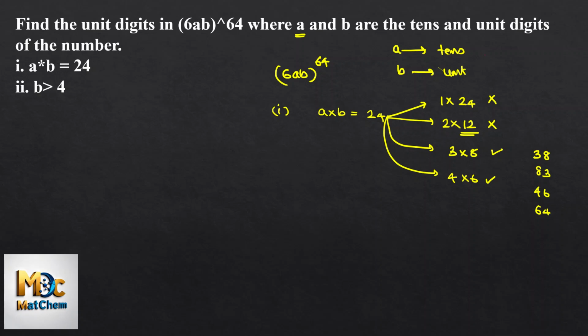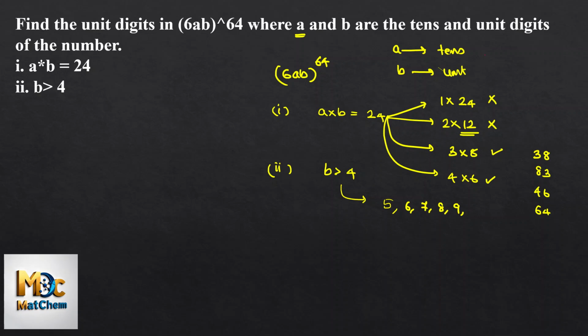Assume that you are taking the second statement. The second statement tells us that B is greater than 4. B greater than 4 means it can be 5, 6, 7, 8, or 9. But we don't know which exactly, so we cannot answer it by using statement 2 alone.